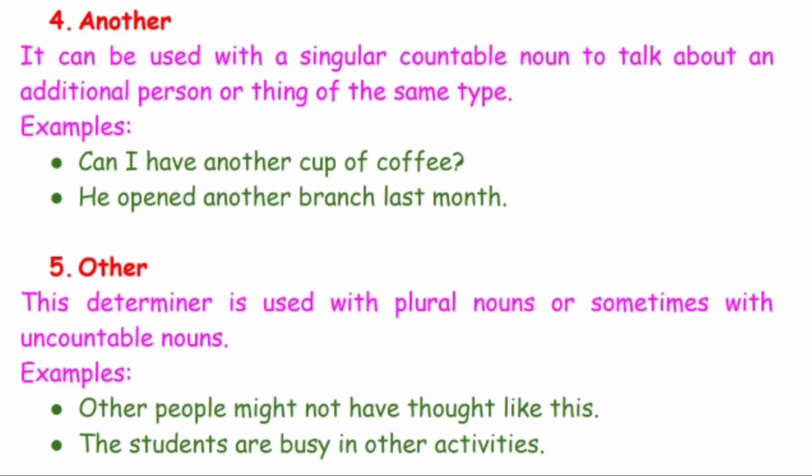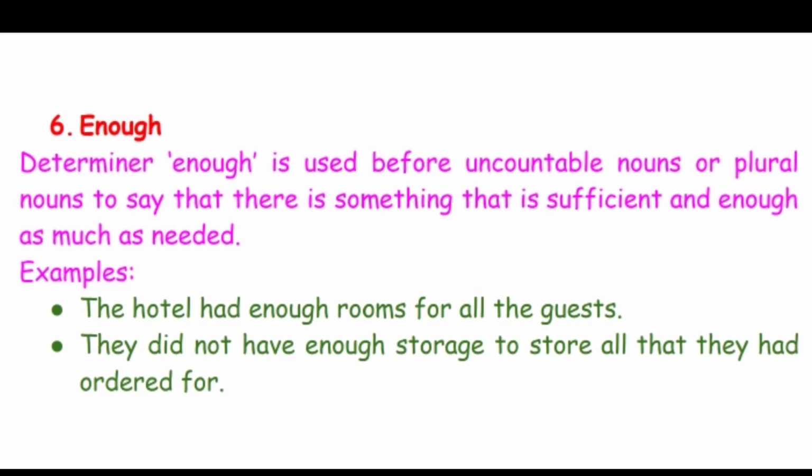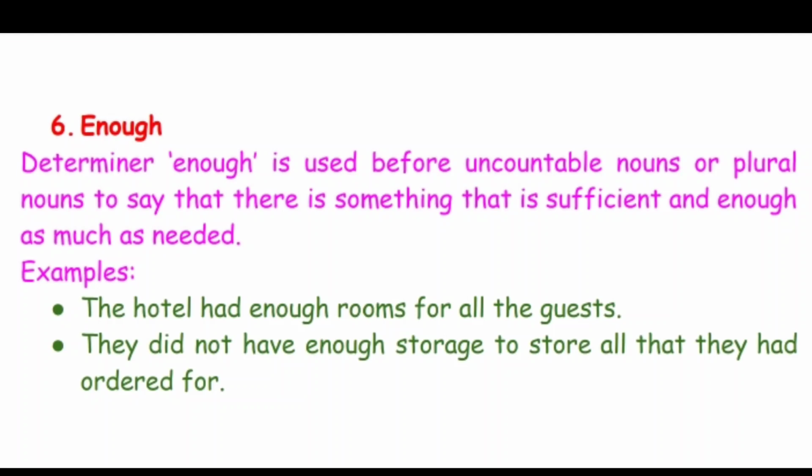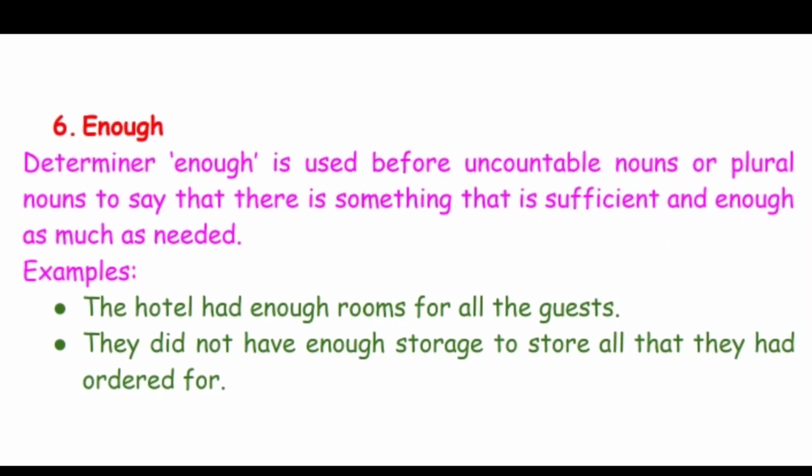After other, there is next enough. This determiner is used before uncountable nouns or plural nouns to say that there is something that is sufficient and enough, as much as needed. For example, the hotel had enough rooms for all the guests. They did not have enough storage to store all that they had ordered for.